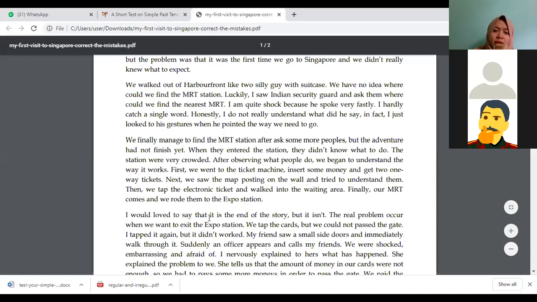I would love to say that it was the end of the story, but it wasn't. The real problem occurred when we went to exit the expo station. We tapped the cards, but we could not pass the gate. I tapped it again, but it didn't work. Without any idea, my friend saw a small side door and immediately walked through it.